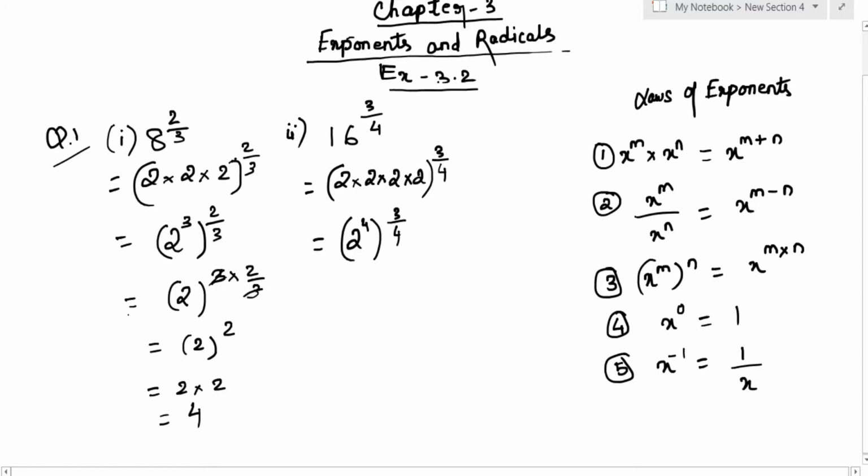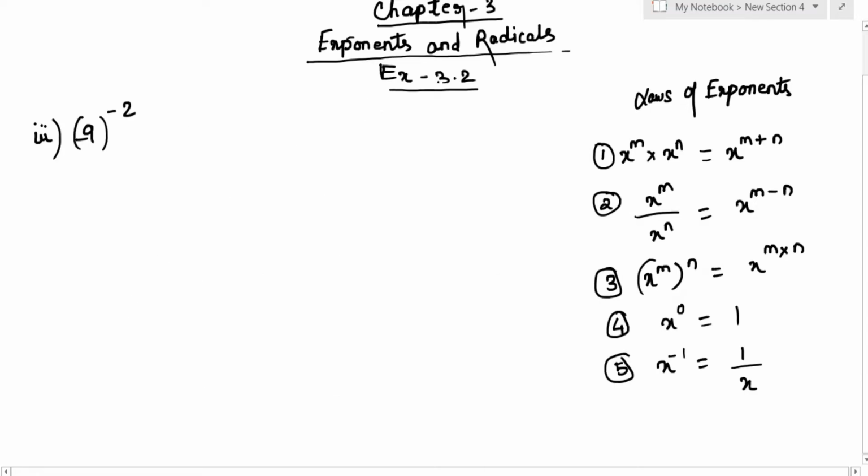Again we will use the laws of exponents: since it is a power of a power, the powers are going to multiply. So this will become 4 into 3 by 4. 4 and 4 are going to cancel. This will become the cube of 2. The cube of 2 is 2 into 2 into 2. That is, 2 2s are 4 and 4 2s are 8.